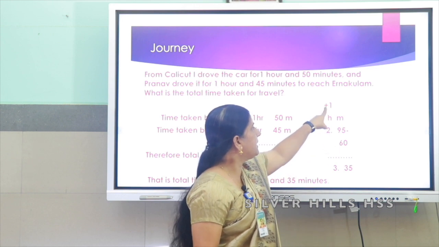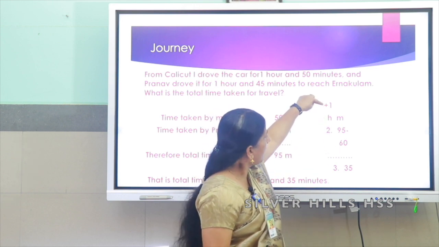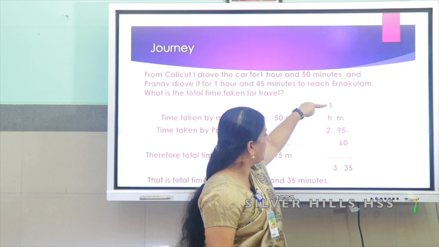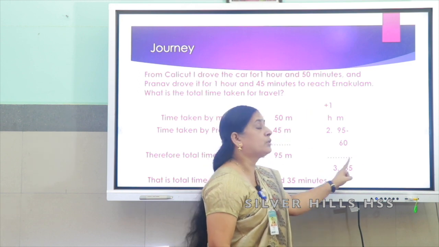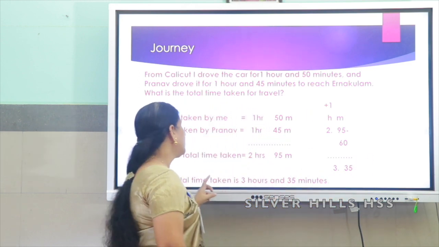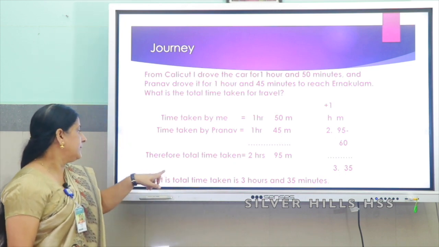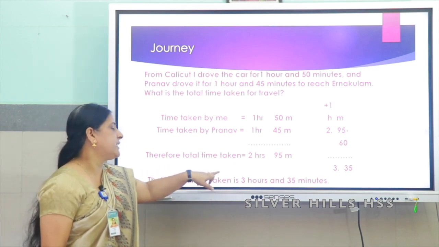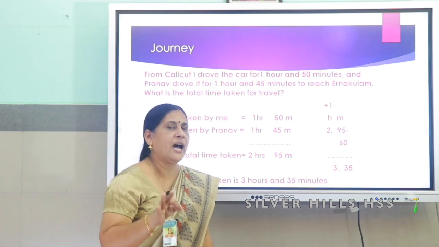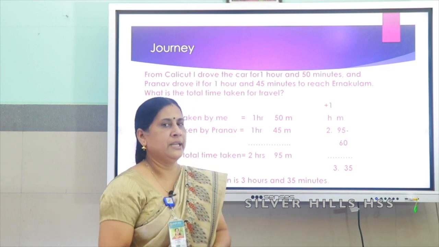This 60 minutes makes 1 hour. So, I have added 1 hour. 2 plus 1 is 3. So, 3 hours and 35 minutes. That is the total time taken: 3 hours and 35 minutes.